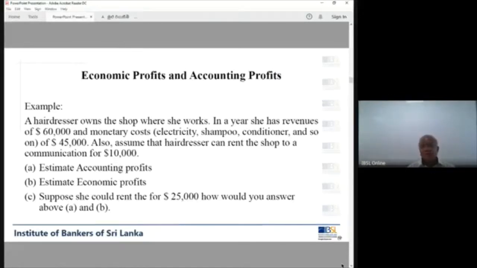Also assume the hairdresser can rent the shop to a communication center for $10,000. If she doesn't run this business, she could definitely hire this out for $10,000 annually, right? These are the numbers: revenue, direct cost, then 10,000. You have to decide what this 10,000 is. Estimate accounting profit. Estimate economic profit. Now, we'll spend 5 minutes. Can you calculate the answers to A, B, and C?